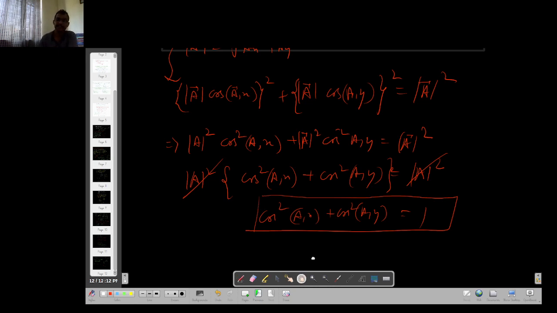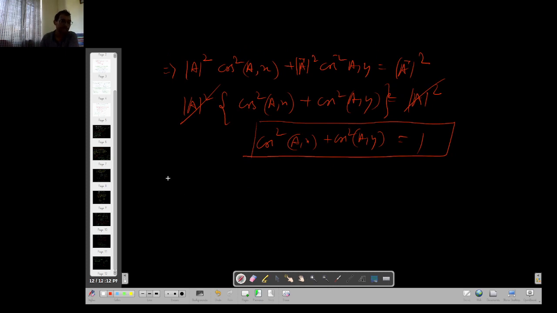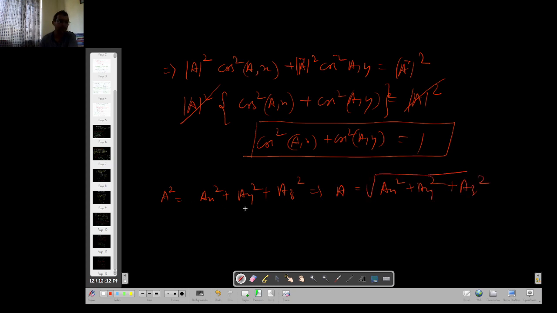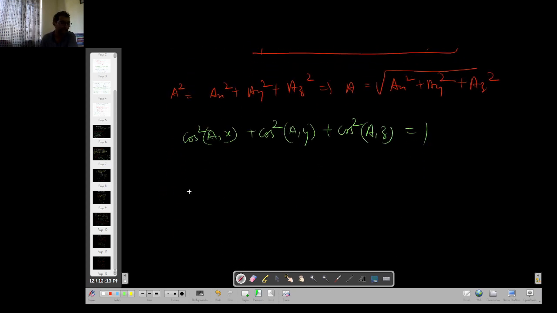And then generalizing this idea to 3D, I can simply write down that a square is equal to ax square plus ay square plus az square, and from here I can write down a is equal to the square root of ax square plus ay square plus az square. Also, keeping this formula in mind, I can write down that cosine square of the angle between a and x plus cos square ay plus cos square az is always equal to 1.